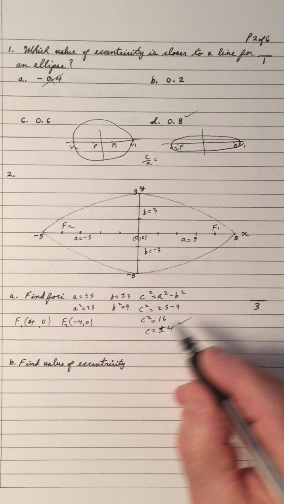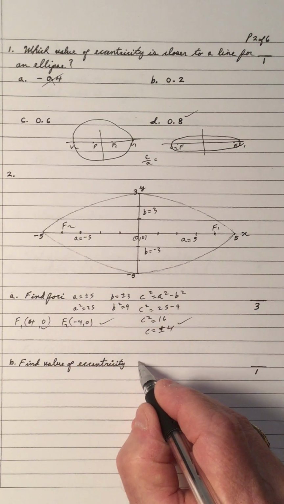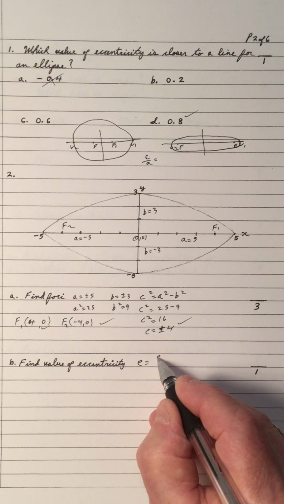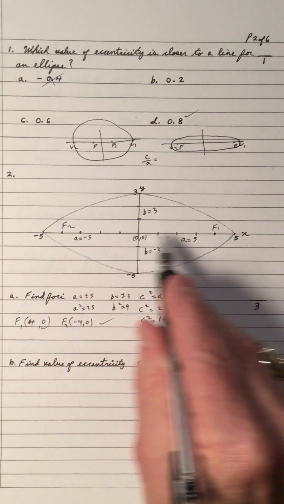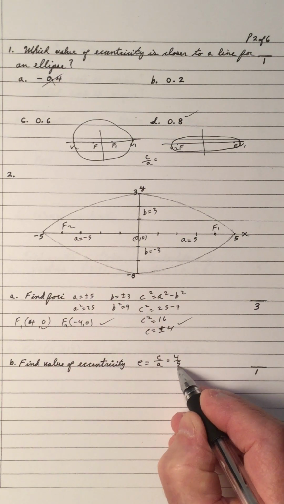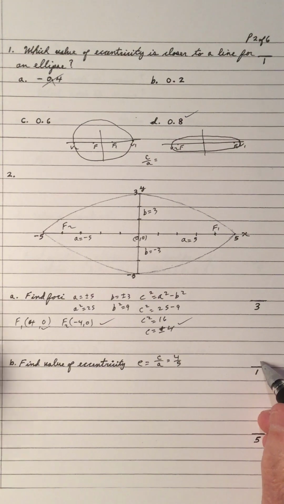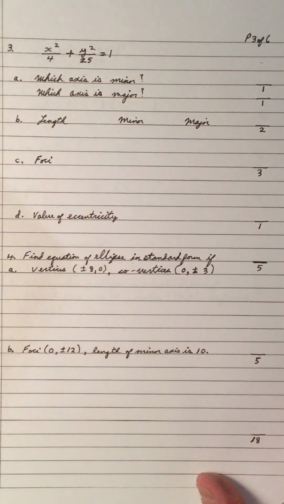So if you have 4, and you have these two, you give yourself 3 marks. And the eccentricity: E is equal to C over A, because the major is the x-axis, so it's 4 over 5, 4/5 or 0.8. Give yourself a mark. 5 for that page.